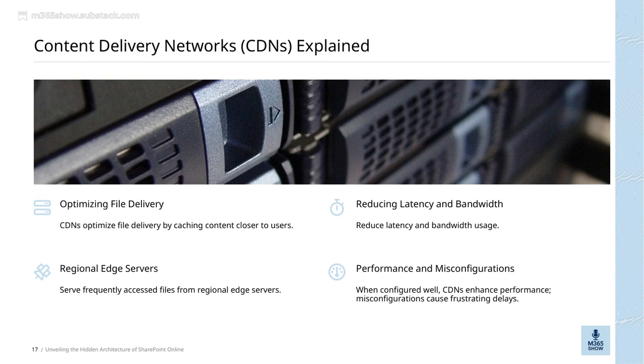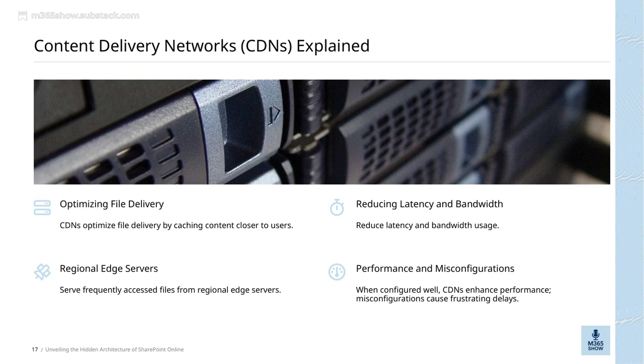One of the key concepts here is serving frequently accessed files from regional edge servers. Think of these servers as local hubs that store copies of your most popular content. By doing this, we reduce the distance data has to travel, which in turn cuts down latency and conserves bandwidth. Reducing latency is vital because it directly impacts how quickly users can access files. The closer the content is stored to the user, the faster it loads. And by reducing bandwidth usage, we help manage network resources more efficiently, preventing bottlenecks and ensuring a better overall experience.